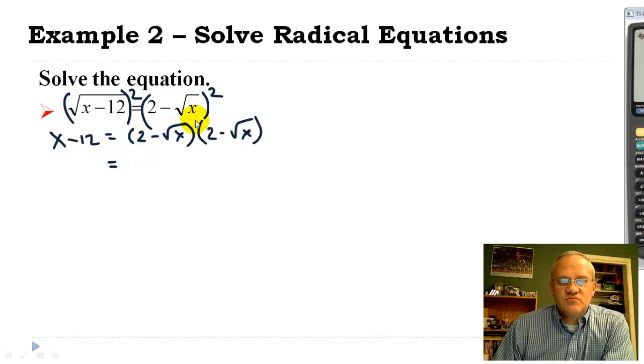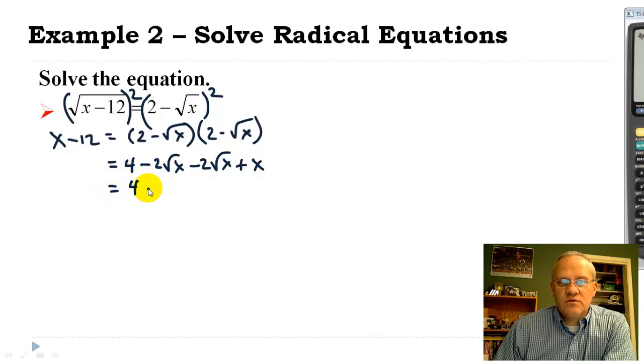So when I do this, 2 times 2, 4. Outside, that's going to be minus 2 square root of x. Inside, minus 2 square root of x. And then the last, it's a negative times a negative, so it's going to be a positive. And square root of x times square root of x just gives me x. Let's simplify. So I have 4 negative 2. Now remember the rule here with like radicals. These are both the square root of x, and so they count just like a variable, even though it's a radical. So this is going to be minus 4 square root of x plus x.